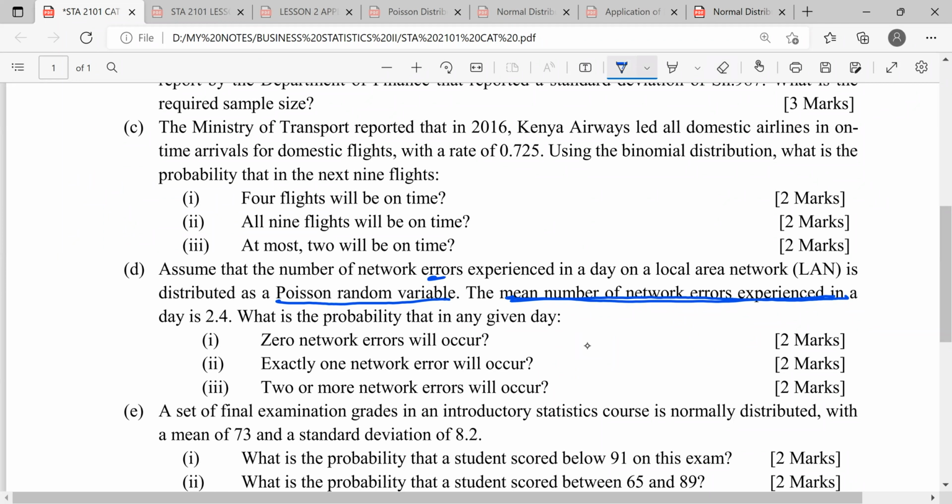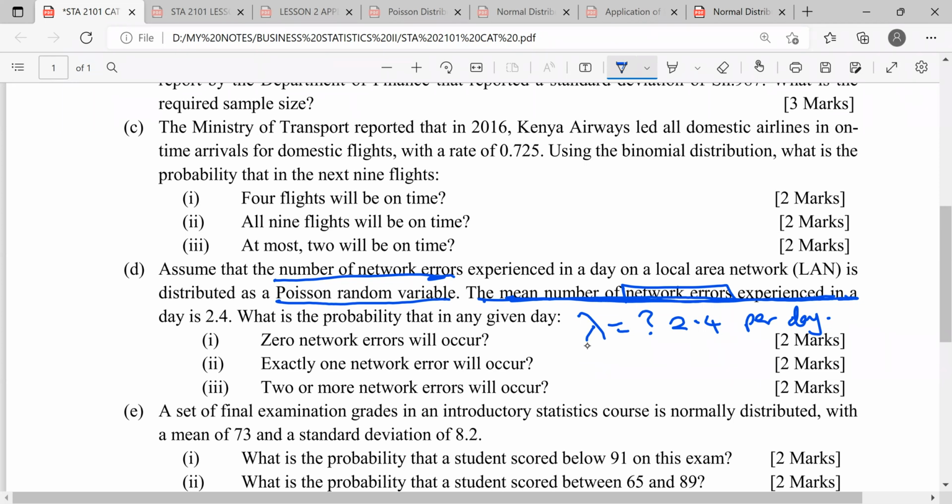So as mentioned earlier, when you are working with the Poisson distribution, you only need to answer this question: what is the mean number of success outcomes? And you are given that answer here. In our case here, a success outcome is the number of network errors observed. So in our case, this is 2.4. You have to know that it is per day. It's good to note that this rate is per day.